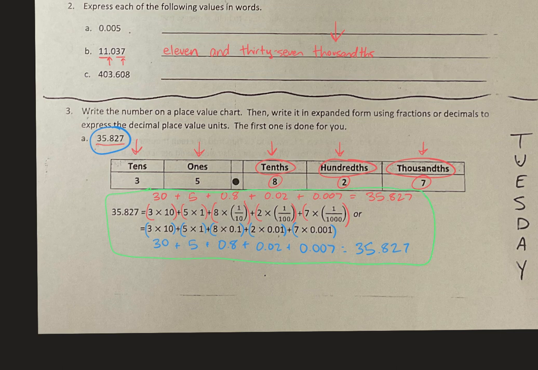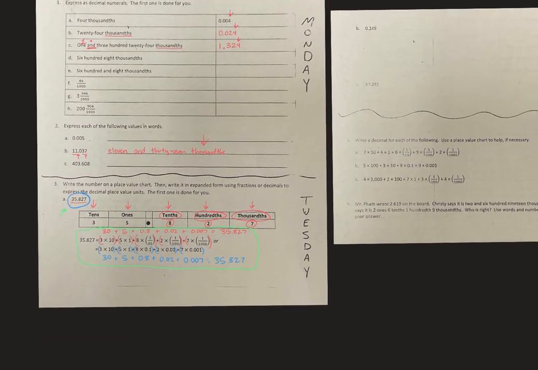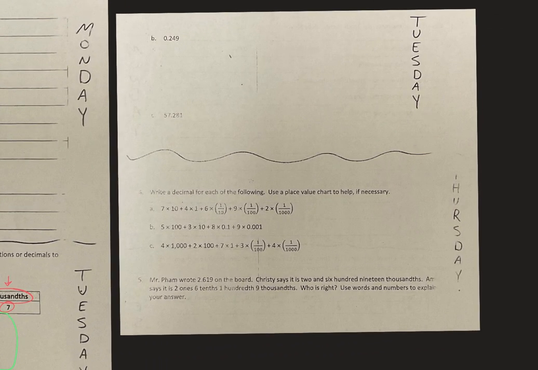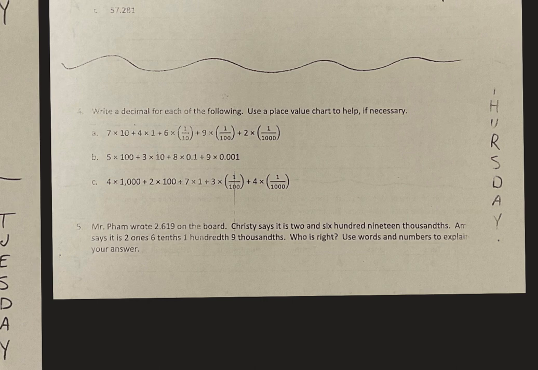Okay, and then we also just took the expanded form and brought it back into the standard form so that we could check our answer. Okay, so standard form, always remember it's the normal way that we would write the number down. Okay, before we end the video, let's look at the back side. So you guys are going to do B and C on your own. And then 4 says write a decimal for each of the following. Use a place value chart to help if necessary.